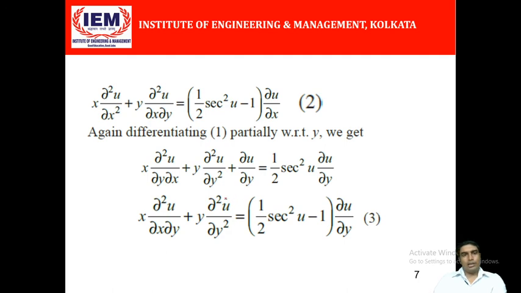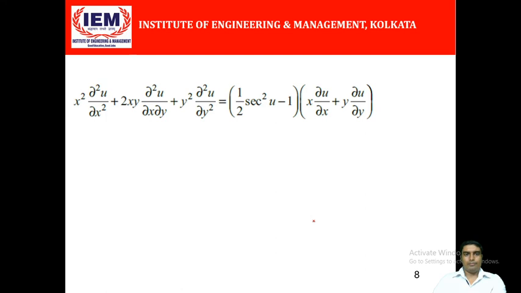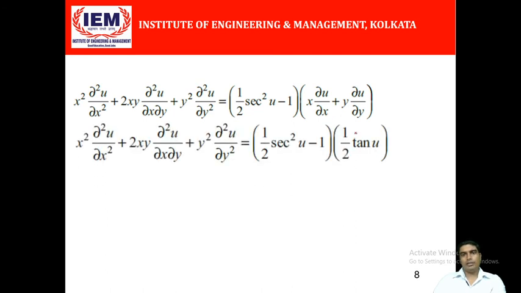Now after that I multiply equation number 2 by x, and equation number 3 by y. So x squared, all the terms will be multiplied with x, and here all the terms will be multiplied with y, and I will add both. Then I'll get this equation. And here I'll get this common on both sides, and by using the number 1 result, I can put this as half of tan u, right, this one.